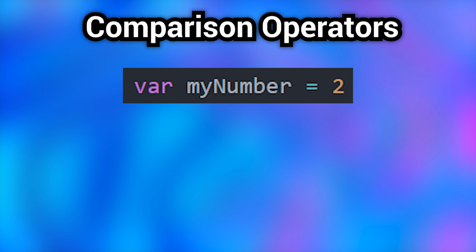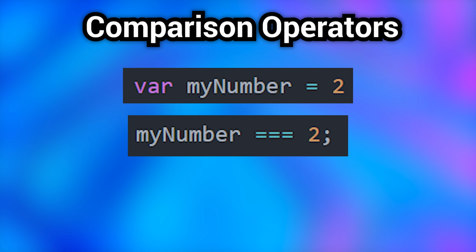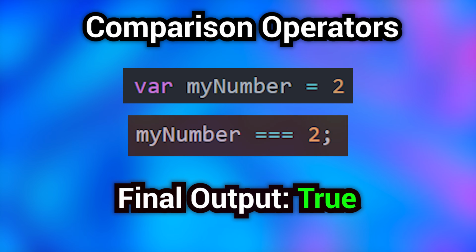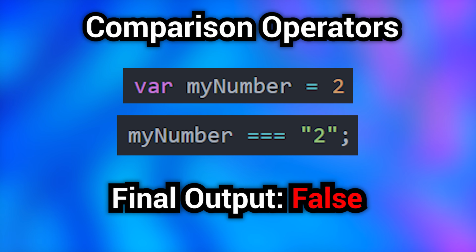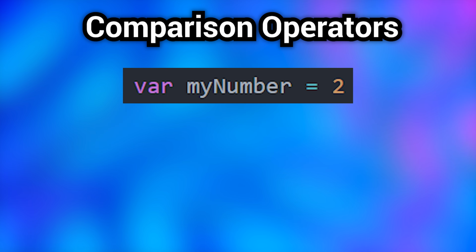The strict equals operator is used to see if two values are the same and also the data types are the same. So if we use our same example of myNumber === 2, it would return true. But if we said myNumber === "2", the string of 2, this would return false because even though they're both 2, one of them is a string and one of them is a number. Just like equals, we also have a strict not equals counterpart.